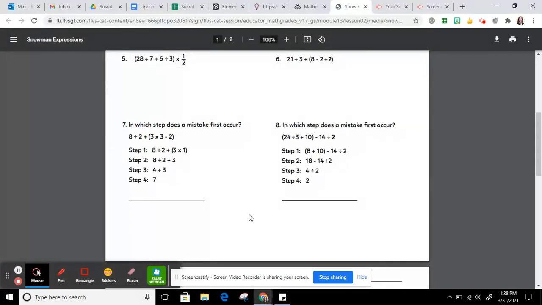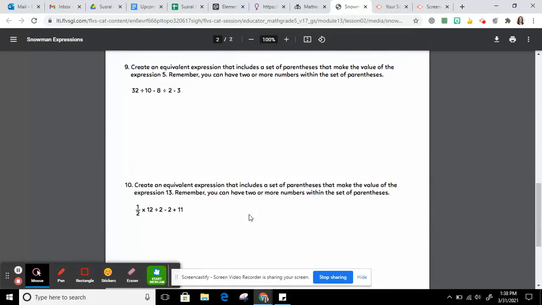Okay? And then numbers 9 and 10, you are working on these equations to make the value of the expression equal to what they have for you. So number 9, they want the expression to equal 5. And for number 10, they want this expression to equal 13.